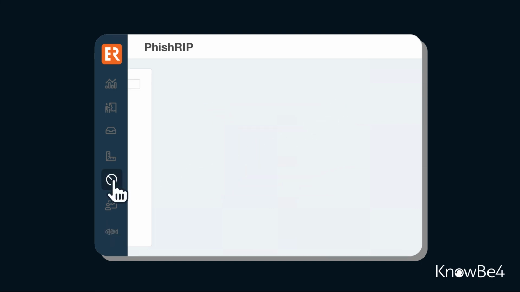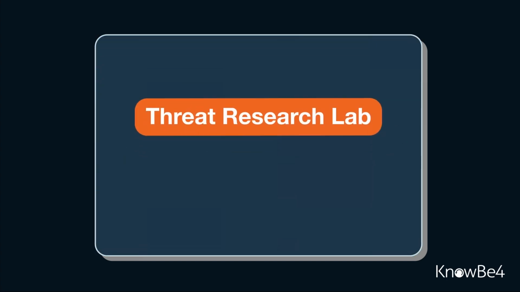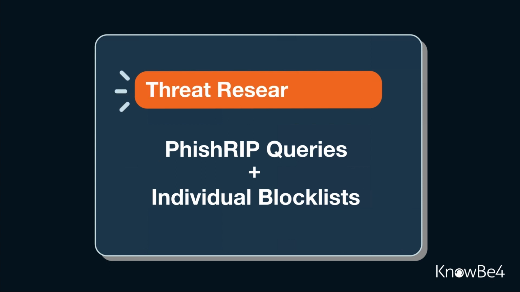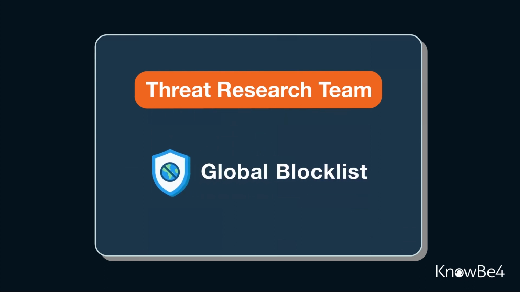They can also create blocklist entries to prevent emails with similar red flags from reaching users in the first place, using values like email addresses and links. KnowBe4's AI-powered threat research lab then compiles data from all of the PhishRip queries and individual PhishER blocklists. KnowBe4's human threat research team then analyzes this data and uses it to create global blocklist entries.